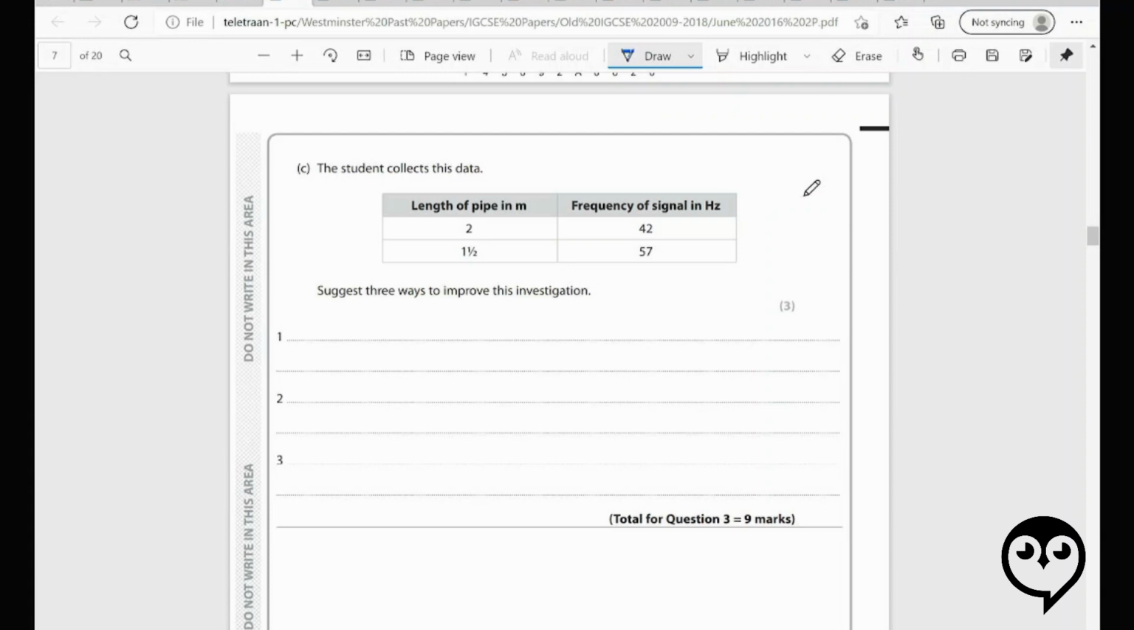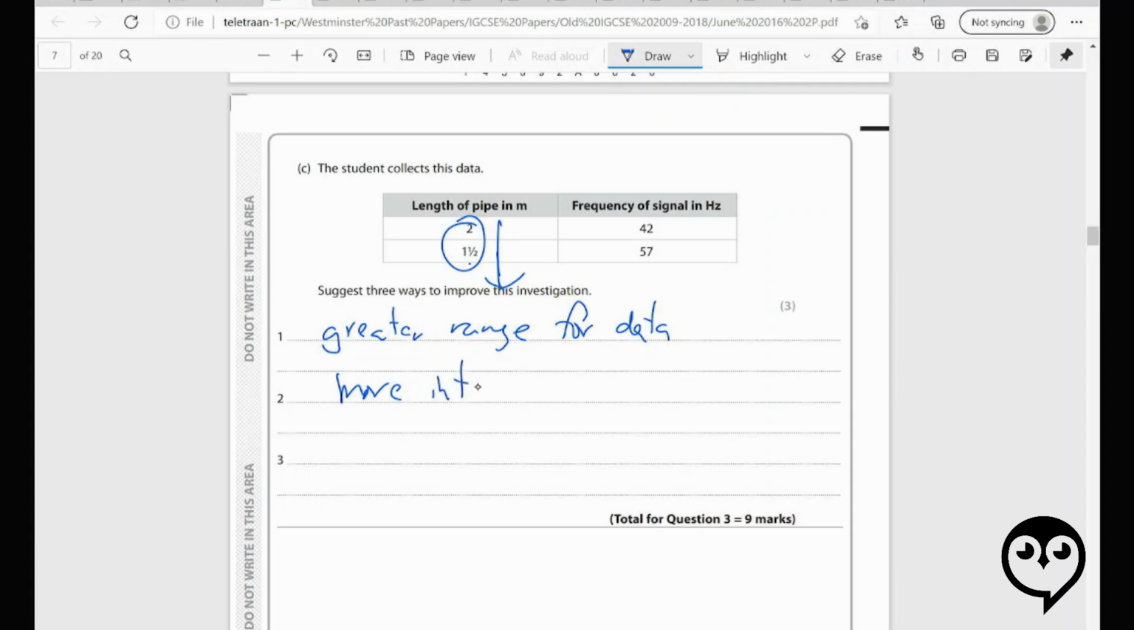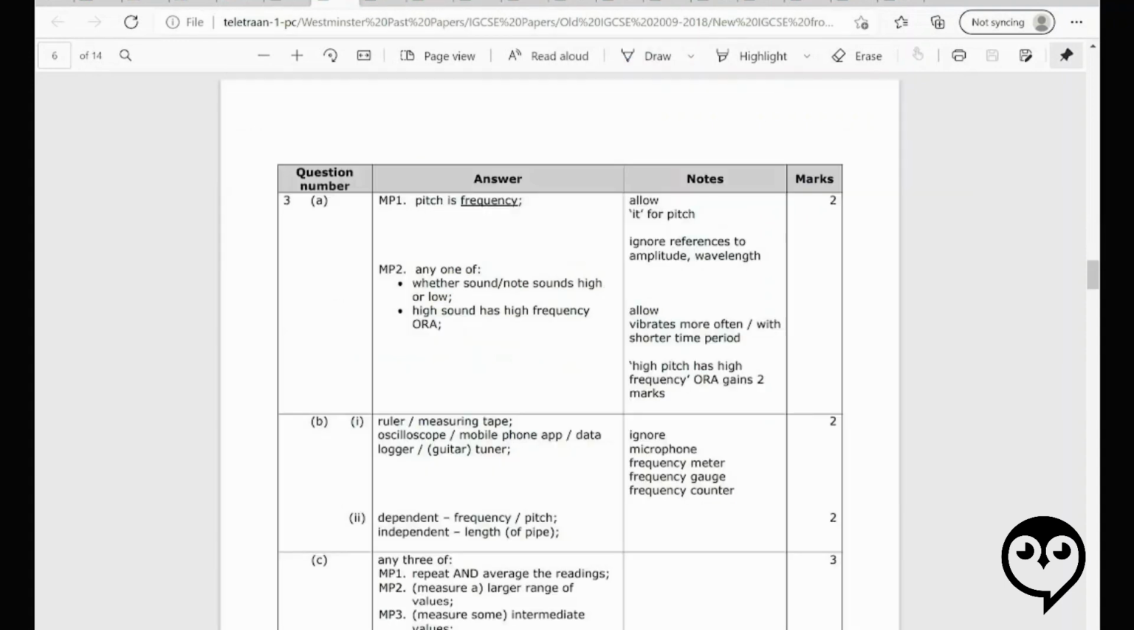It's just 3 ways to improve this investigation. I would say the greater range of data. There's not much of a difference between 1.5 and 2 meters. You probably want to go, let's see, greater range for data. We probably want to have more intervals of data. And you probably want to take a number of trials and do an average for the frequencies that you measure, is what I would say.